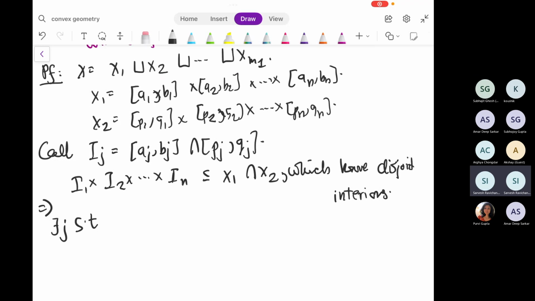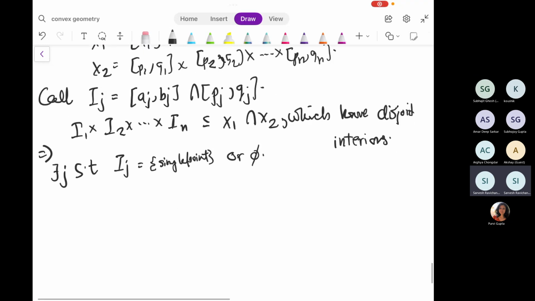such that Aj, Bj intersection Pj, Qj either consists of a single point, so that is Ij is either a single point, or it's just empty. But whether it's a single point or whether it's empty, that implies that there is a certain order amongst the Aj, Bj and the Pj, Qj. So either the Pj, Qj interval is entirely to the left of Aj, Bj, or it's entirely to the right, right? So depending upon that, you can pick your T.